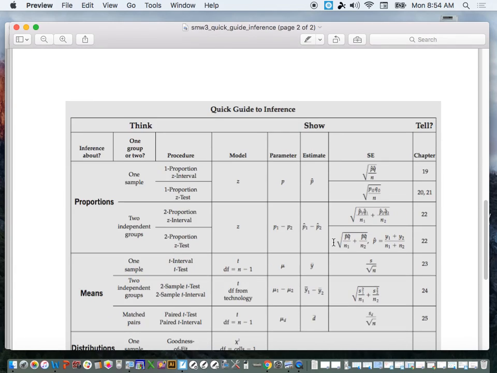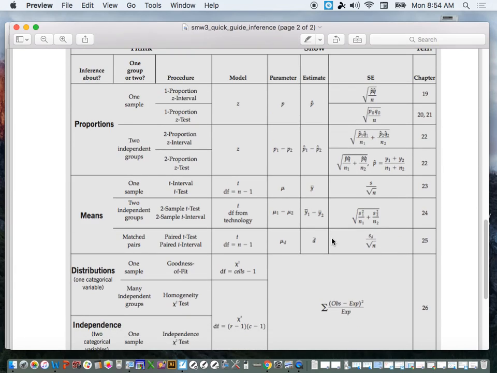All right, and on the other side just kind of shows you the standard error formulas again. They're kind of on your formula sheet, AP formula sheet, but worth looking at. Remember with proportions, we use p-hats for confidence intervals. For hypothesis tests, we use p sub 0, the null hypothesis proportion.